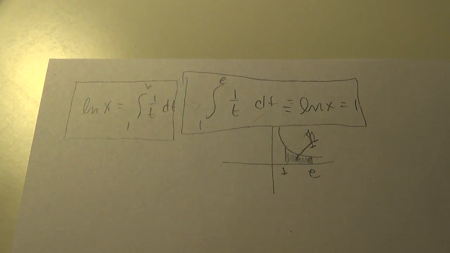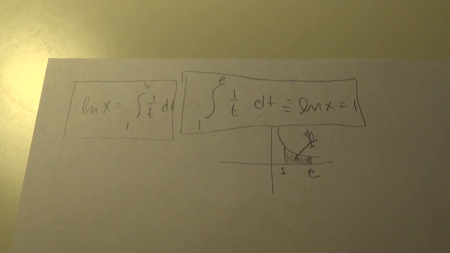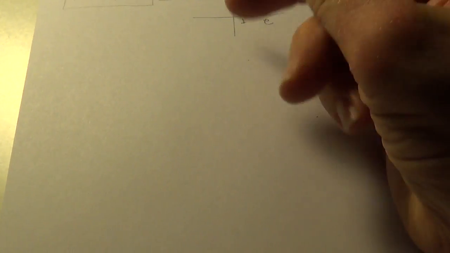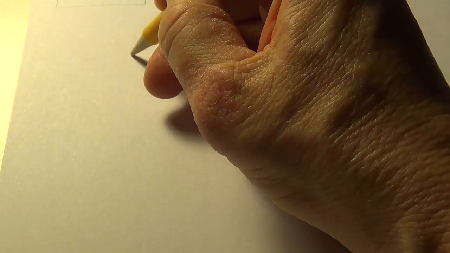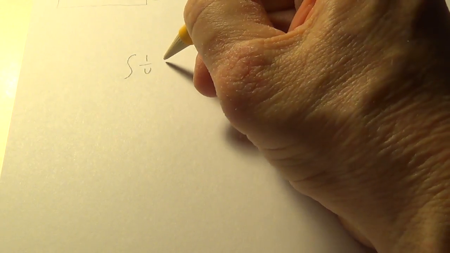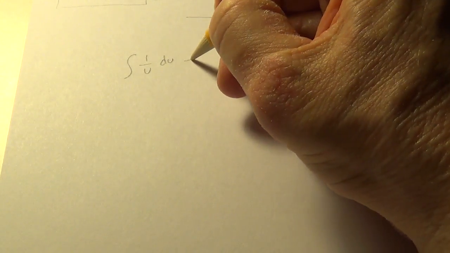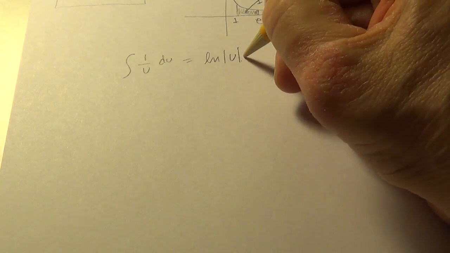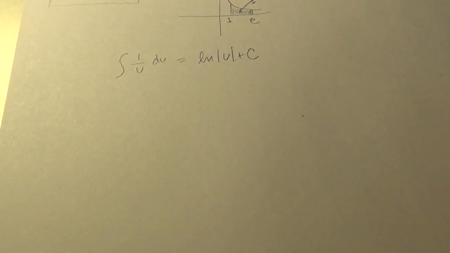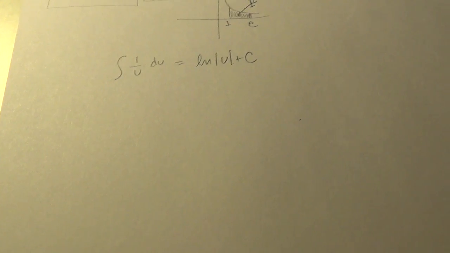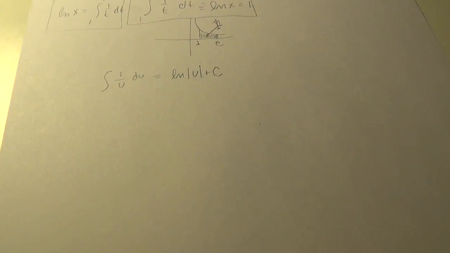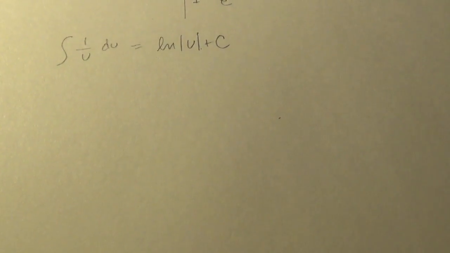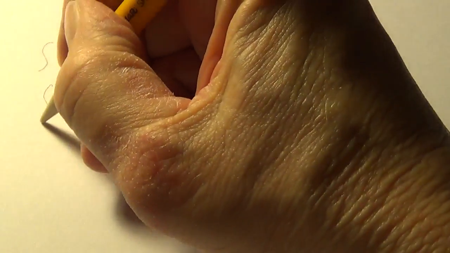All right, I'm going to take that information that I started with today, and we said the integral of 1 over u du is going to be ln of the absolute value of u plus c. So we're going to work with that, and we're going to do some examples to get you ready for your assignment.